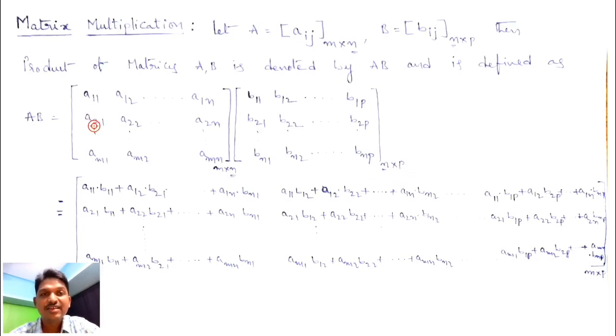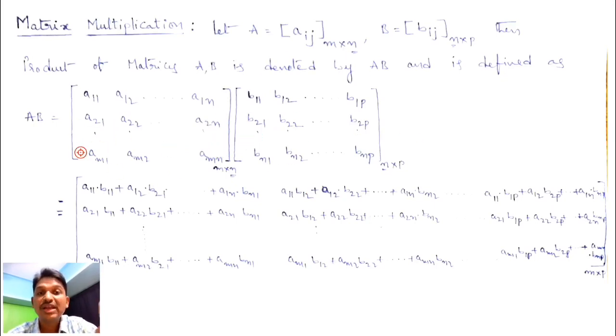Now see one example I'll take. Second row, first column. Multiply the corresponding elements and add them. A21 B11 plus A22 B21 plus and so on, A2n Bn1. I hope you are understanding. Like that I did all these things. Okay. Similarly, third row, first column, third row, second column, third row, like that.